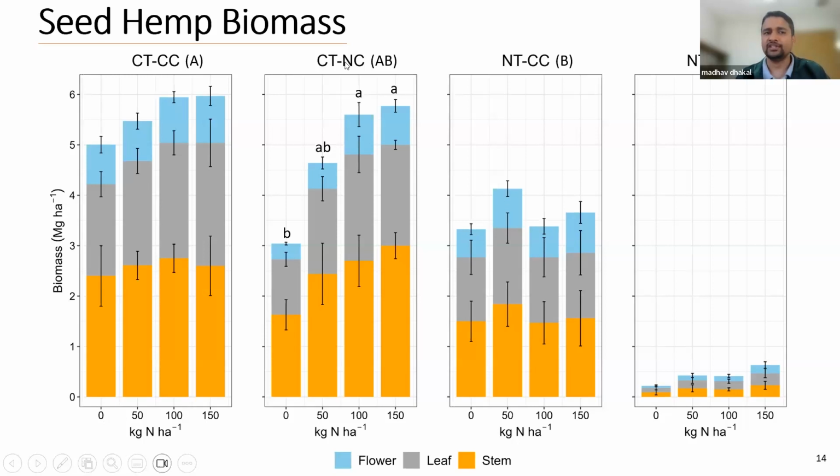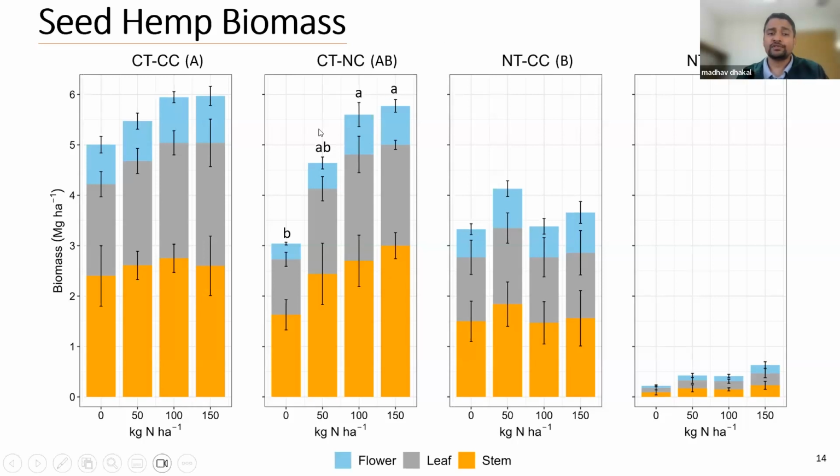We found that if there was cover crop in the system under conventional tillage, there were actually no significant differences among treatments. There was no effect of fertilizer application. There was no point applying more fertilizer, adding external fertilizer, if there is cover crop in the system. That means cover crop can supplement the required nitrogen for the seed hemp biomass.